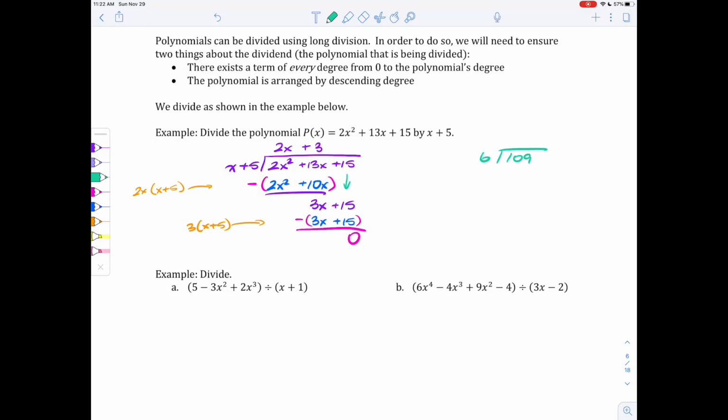6 goes into, well, it doesn't go into 1 at all. It goes into 10 once. 1 times 6 is 6, right? You'd do a little bit of subtraction. 10 minus 6 is 4. You'd bring this 9 down over there. And then you'd say how many times does 6 go into 49? And you'd be proceeding from there. 8 times 6 is this. You'd be subtracting again. So you get 18 with a remainder of 1.